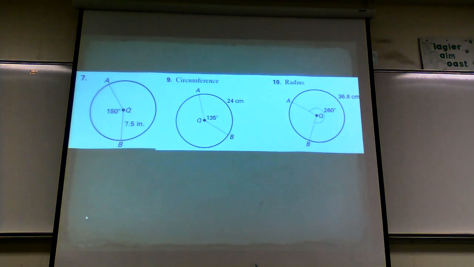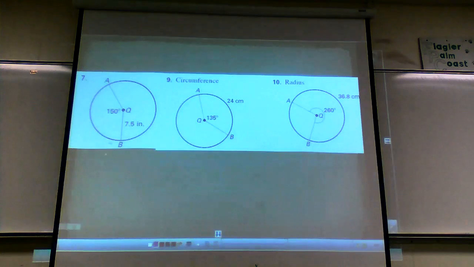Alright, so here's the thing. I'm going to go through these three problems. The first one here, what we'll do is this one's going to be find the length of arc AB. This one is find the circumference, and this one's find the radius.